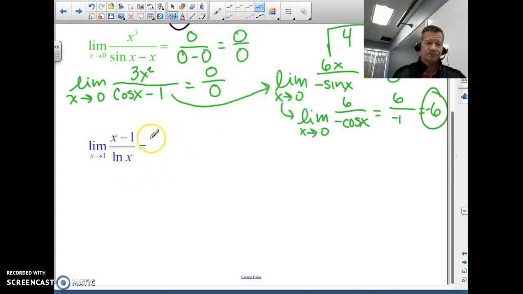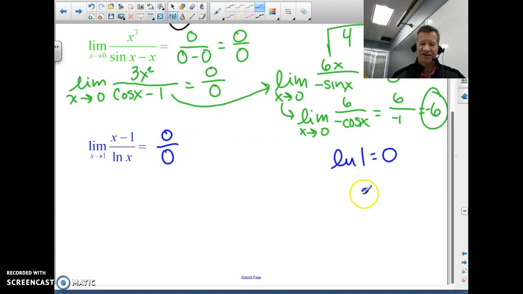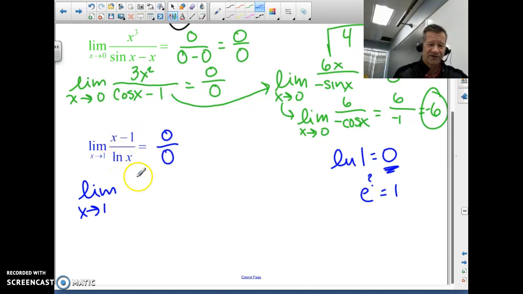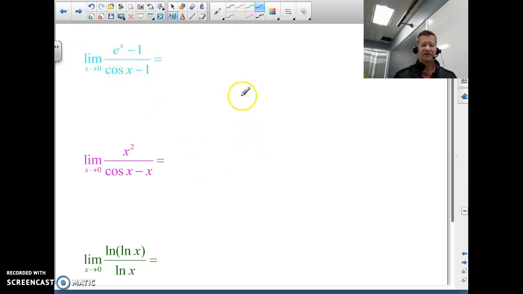How about this one? Well, I put in 1, I get 0. I take the natural log of 1, I get 0. And remember, why is natural log of 1 equal to 0? Because natural log has a base of e. It's asking us e to what power gives us 1. And of course, anything to the 0 power gives us 1. And that's why we get 0. So I can use L'Hopital's rule. So the limit as x approaches 1, derivative of x minus 1 is 1. Derivative of natural log x is 1 over x. Okay, so now if I plug 1 in, 1 over 1, that is 1. So L'Hopital's rule, it's a pretty nifty little thing we can do here.